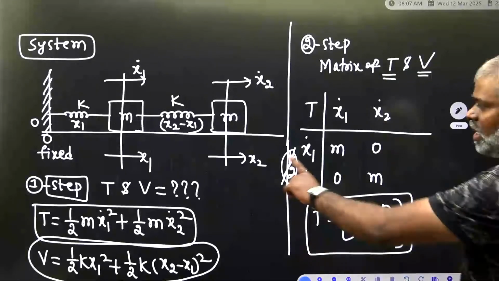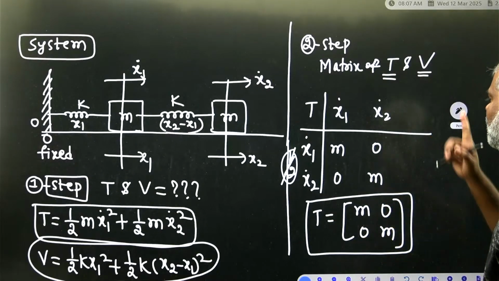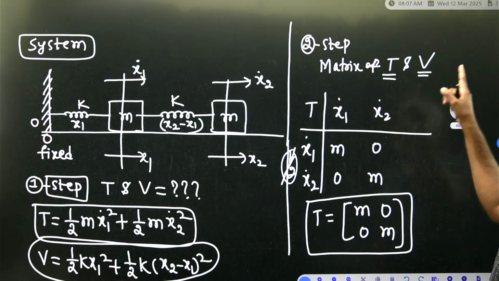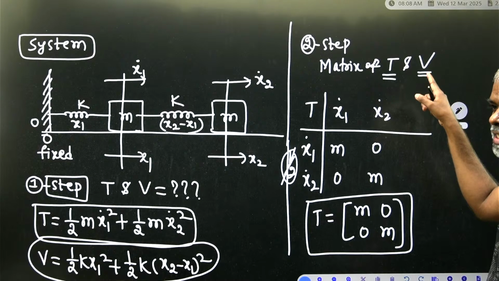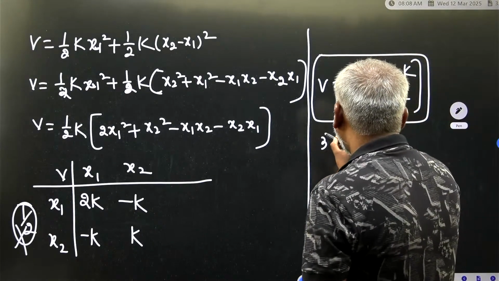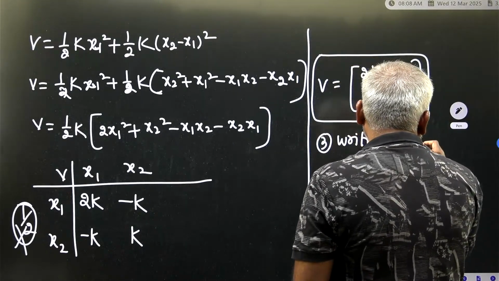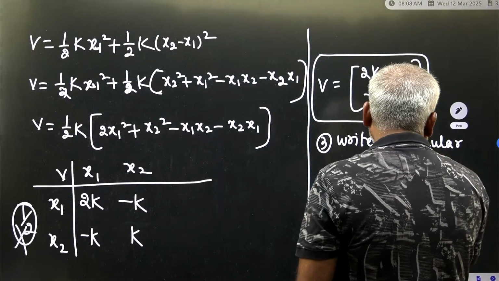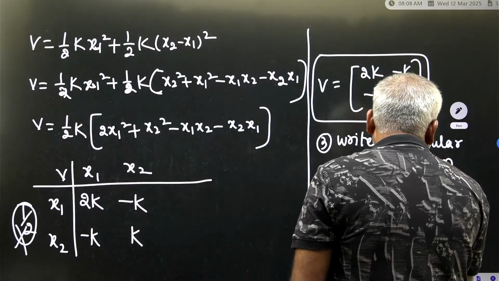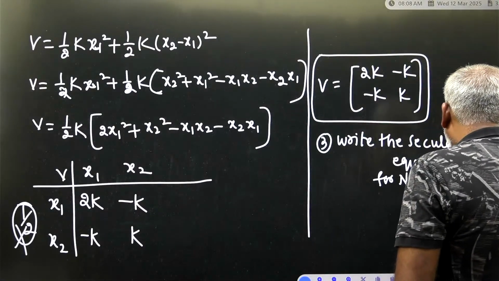This is the second step. What is our first step? The first step is to calculate the kinetic energy and potential energy. The second step is to write the expressions for the kinetic energy and potential energy in matrix form. Now the third step is to write the secular equation for the normal frequency.